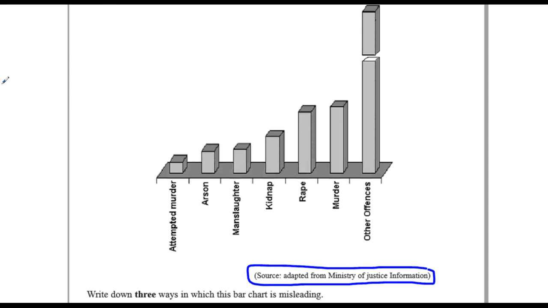Graphs are meant to be very clear and show you the data, so if a graph is misleading, that's very bad. And if this has actually been printed, that's even worse. Now my advice for this question is to think about what's wrong with the graph if you were looking at it. If you're trying to understand what the graph's telling you, what's the problem?